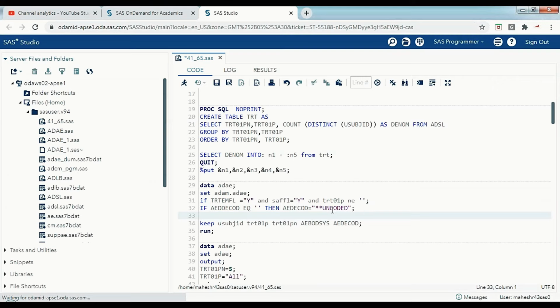So you can inform the medical coder team that this term was not coded, and check whether this code really has a new code getting into the data. Otherwise, due to some oversight, if they are ignoring that code, you can find it out.